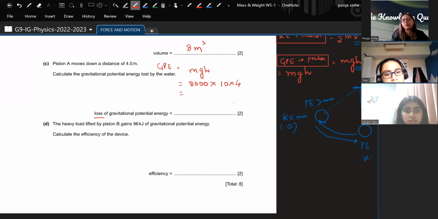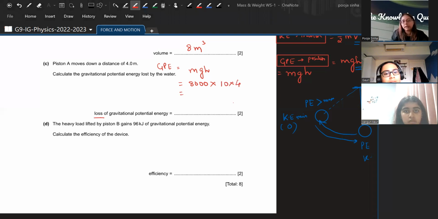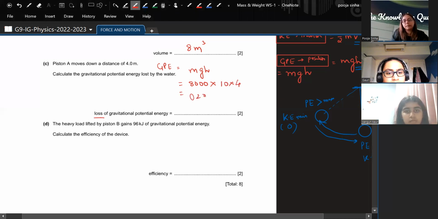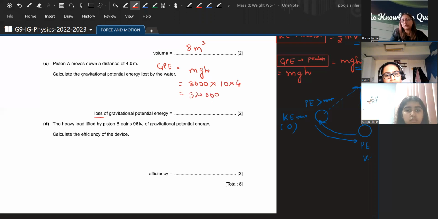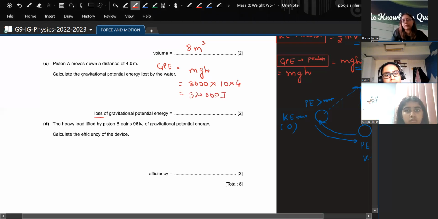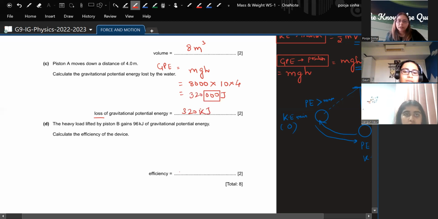And what is your answer? 8 into 4 is 32. So what do I write? 320,000. Okay. Now, can I change the unit to 320 kilojoules? This is in joules. Energy is always in joules. So can I write it as 320? And for these 3 zeros, can I write kJ? Yeah. I can write that. Okay. Clear? Clear.